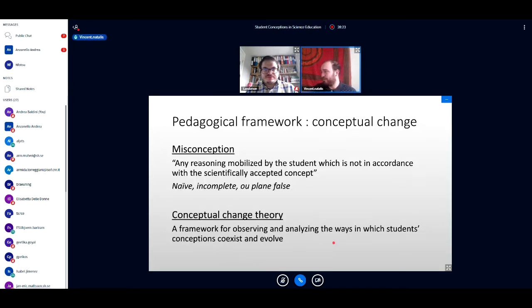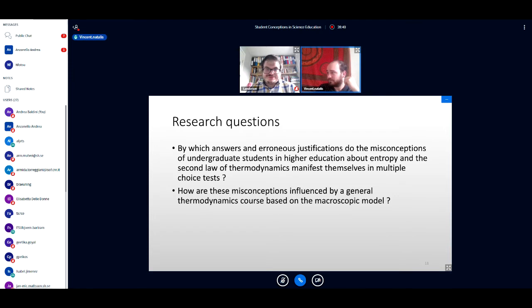So the pedagogical framework of this research is the work of conceptual change, where a misconception is a naive, incomplete, or just plain false conception of a scientific concept, and the conceptual change theory, a framework for observing and analyzing the ways in which students' conceptions coexist and evolve.